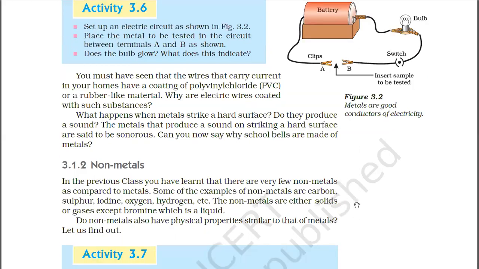What happens when metals strike a hard surface? Do they produce a sound? The metals that produce a sound on striking a hard surface are said to be sonorous. Can you now say why school bells are made of metals?